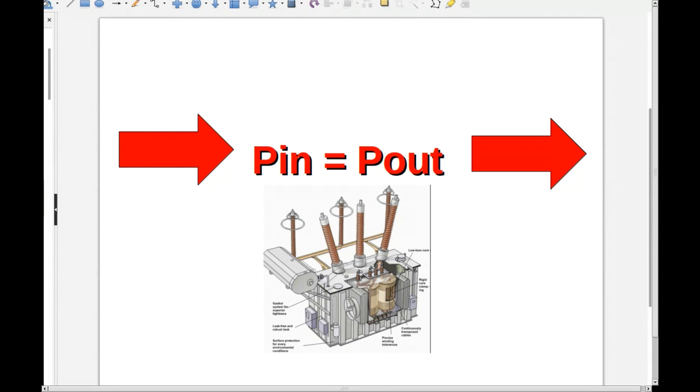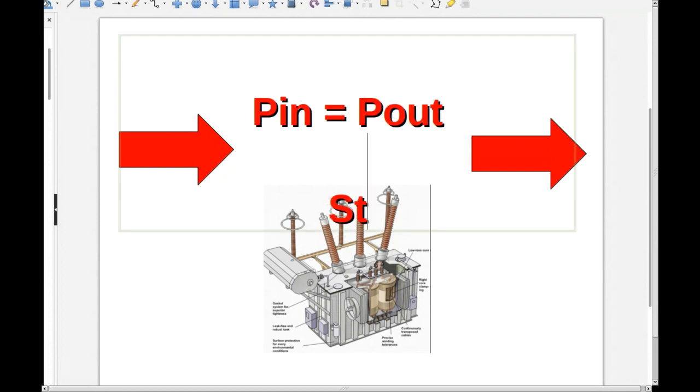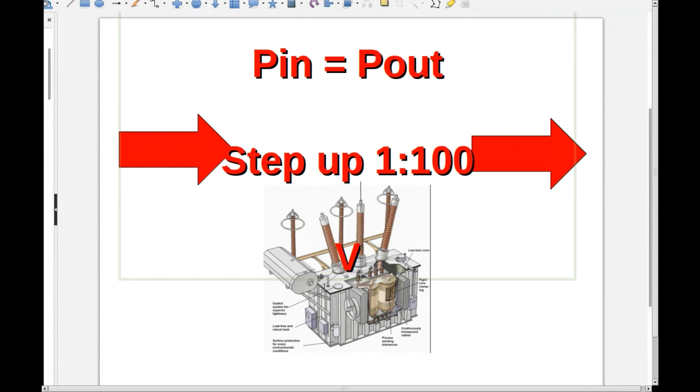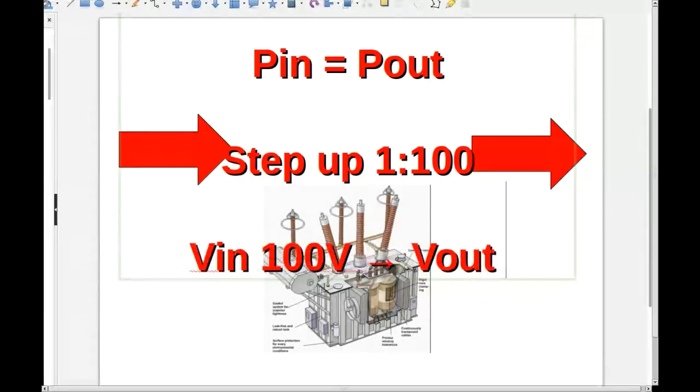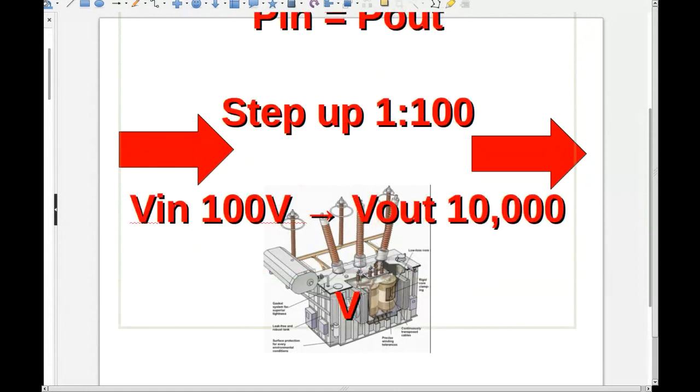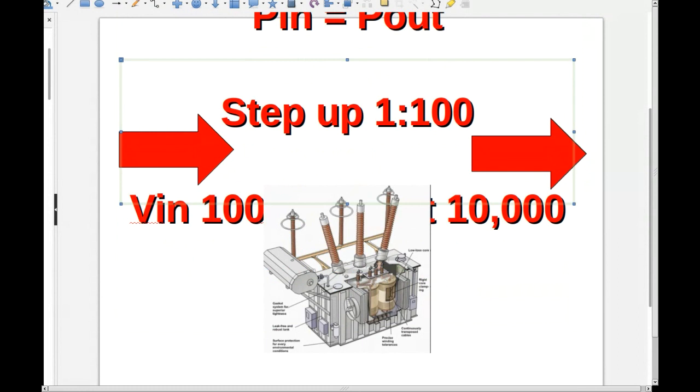And so whatever the voltage in is, if you have a transformer that is stepping up, so it'd be 1 to 100, then your voltage in, say, is 100 volts. Your voltage out then becomes 10,000 volts.